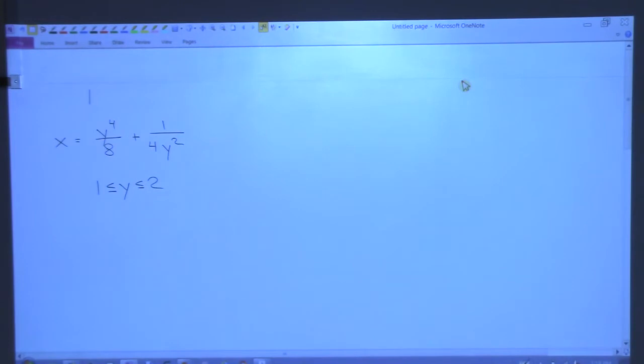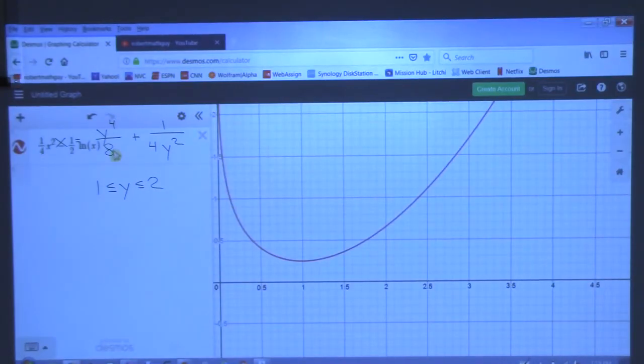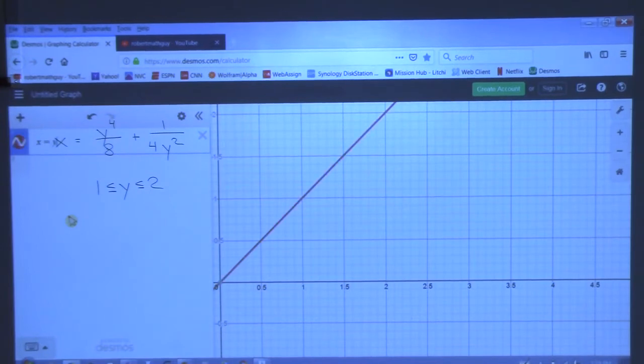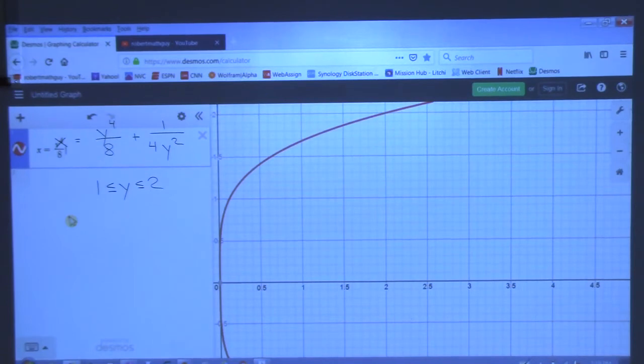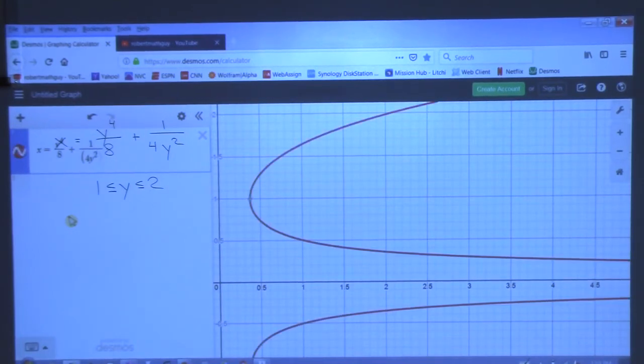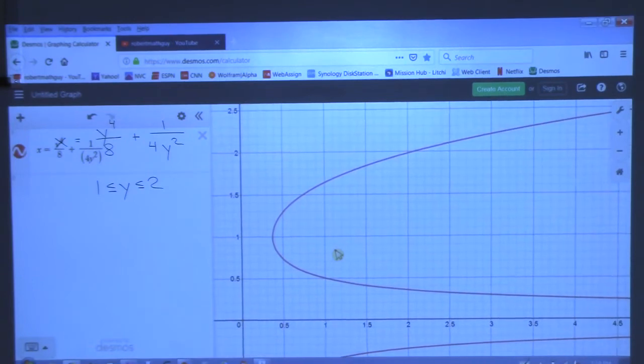I wonder if Desmos will do this. I've never tried this on Desmos, to graph something as a function of y instead of x. Yeah, you just need to put x equals. Okay, so that's what I figured I would have to do. y to the fourth over 8 plus 1 over 4 y squared. And we're graphing it between y equals 1 and 2.